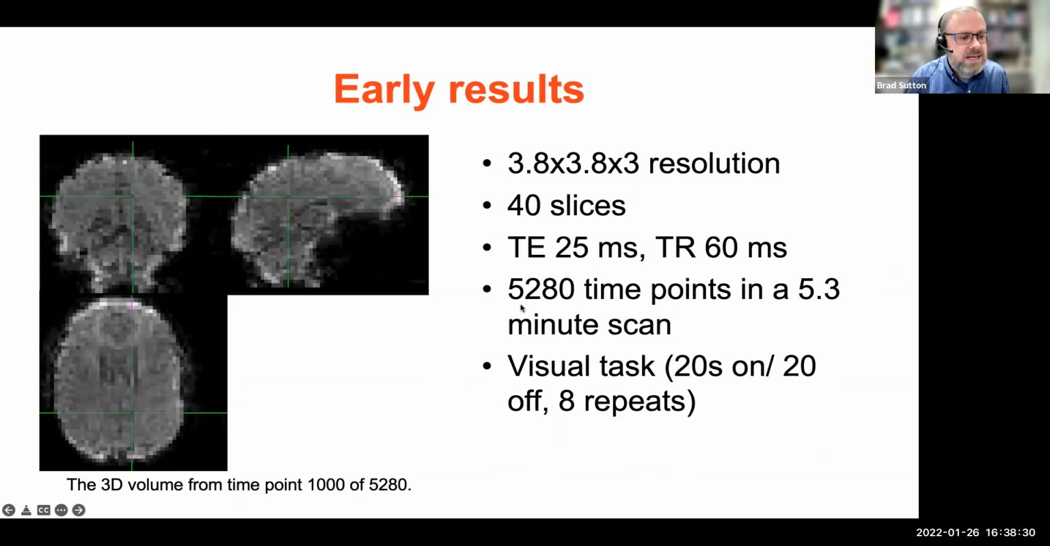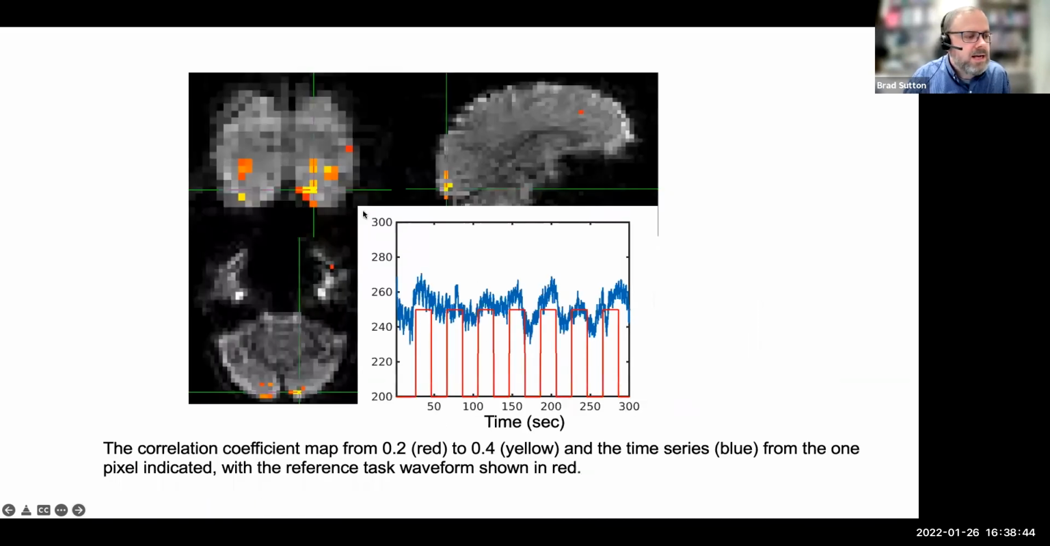In a 5-minute scan, I get 5,280 time points. In a typical 5-minute scan for fMRI, I get 100 or a couple hundred. So this is definitely a lot of data to work with. We're going to do a visual task for this one, 20 seconds on, 20 seconds off, 8 repeats. I just want to give you a look at what the data might look like. This is some correlation with the task, and I show a single pixel here as a waveform. We get this really high resolution, high temporal resolution signal waveform associated with that too.